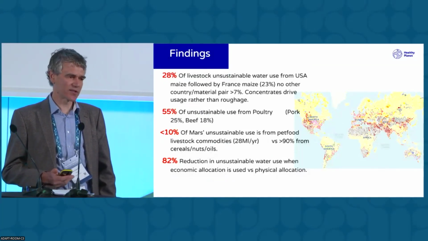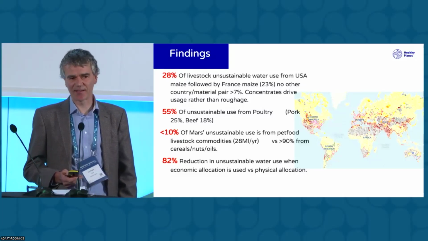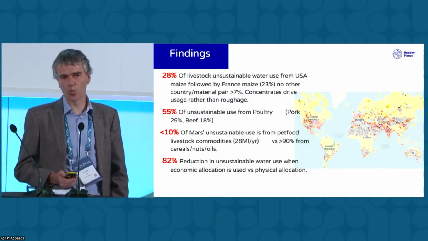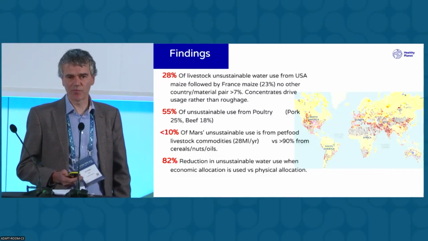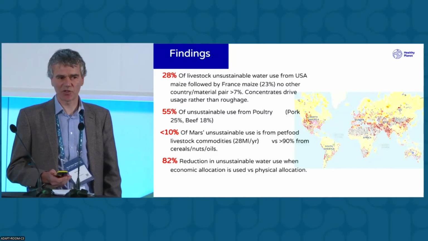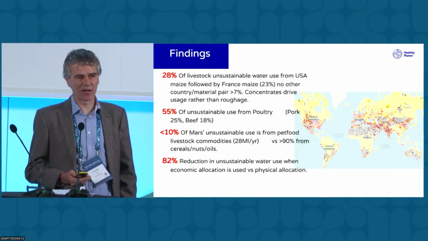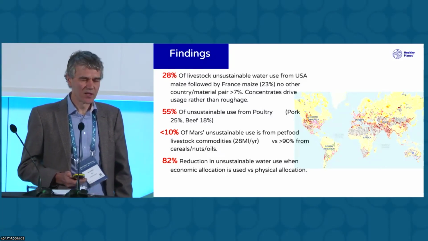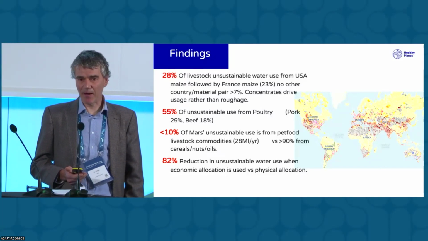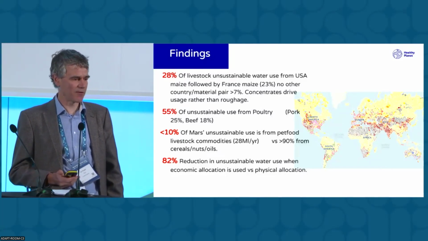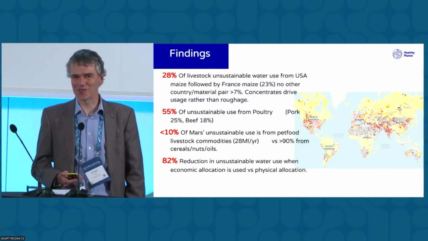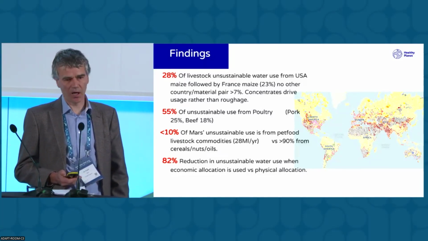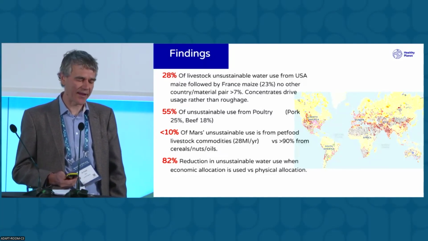And we found that corn in the United States and corn from France is really what's driving our livestock water usage. More than half is from those 2 materials in those 2 locations, with other material location pairs not being material particularly on their own. So what does that mean? Well, it's about poultry materials, particularly chicken meal. We buy an awful lot of chicken meal to put in our pet food. That's what's really driving our livestock water impacts.